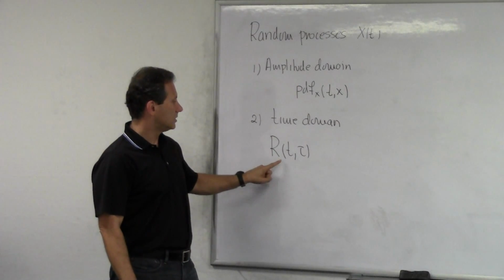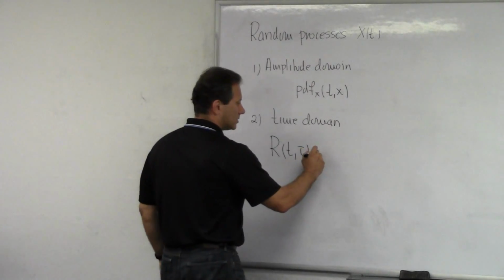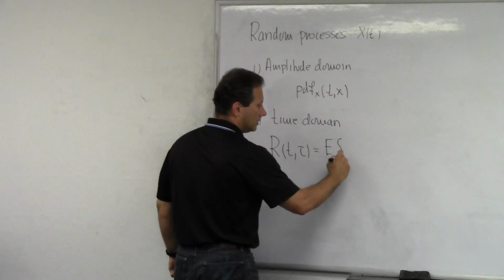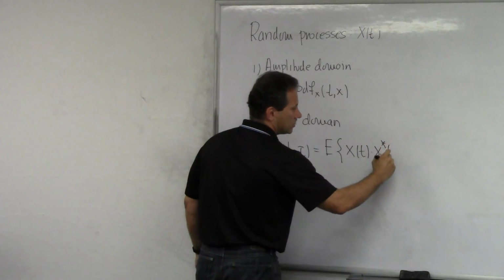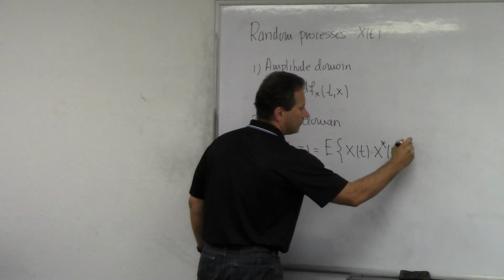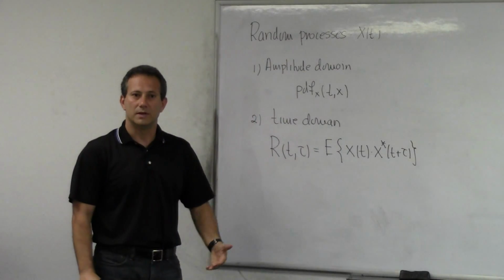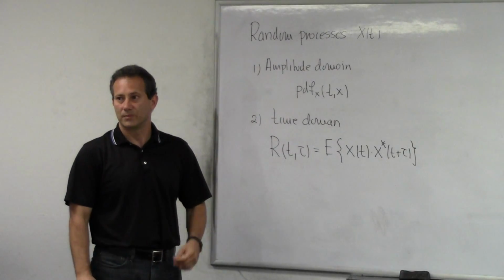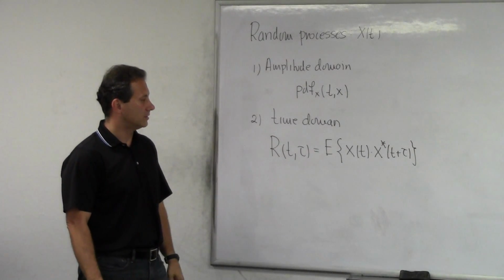The second descriptor is the autocorrelation function at the time t as a function of tau, and this was defined as expected value of x of t, x complex conjugate of t plus tau. And we said between these two, we have a full representation of the random process. We have its amplitude characteristics and its time domain characteristics.